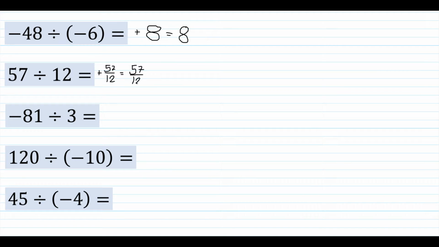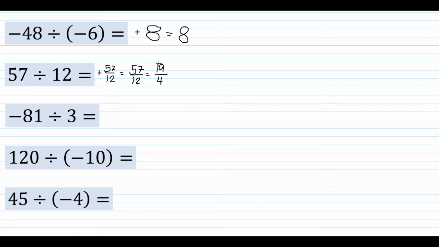Then again, we simplify 57 over 12. Their greatest common factor is 3. So, we will obtain there 19 over 4. So, 19 over 4 is the final answer. In algebra naman, or in fractions, we can just write that one as an improper fraction.